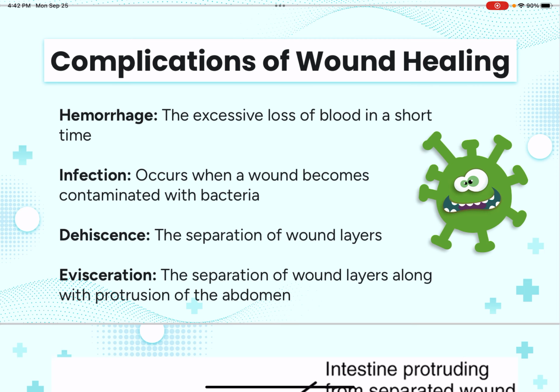Dehiscence is the separation of wound layers. It may involve the skin layer or underlying tissues. Abdominal wounds are commonly affected. Evisceration is the separation of the wound along with the protrusion of abdominal organs. Coughing, vomiting, and abdominal distension places stress on the wound. Dehiscence and evisceration are medical emergencies. The RN will cover the wound with large sterile dressings saturated with saline.